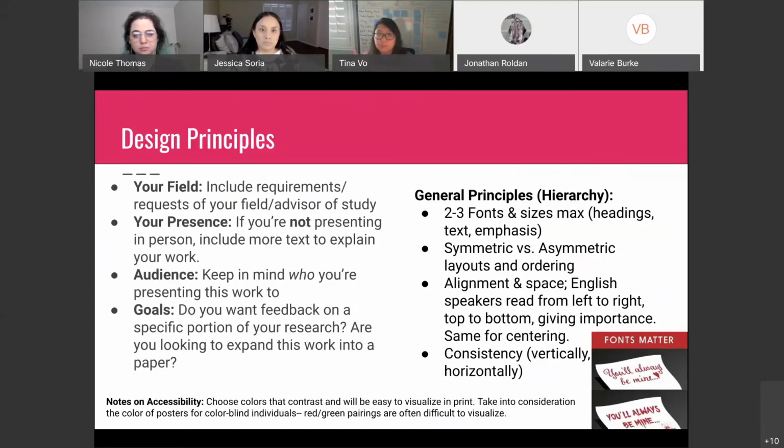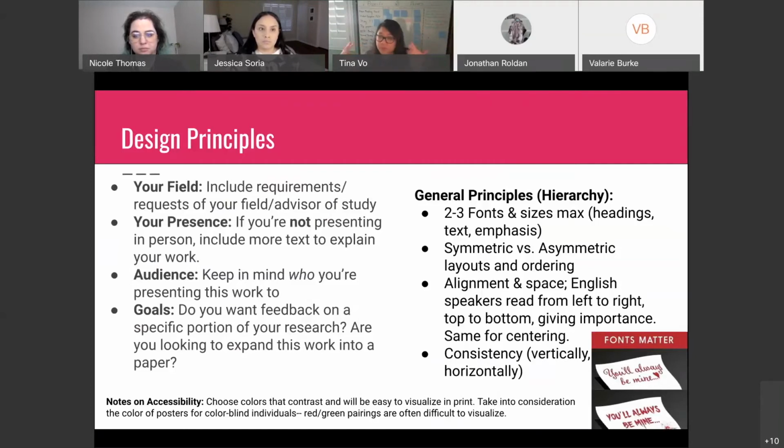Like everyone seemed to notice where Nicole spent her time. It was in her data. So those asymmetric things are things that humans just pick up on. Alignment and space. Okay.